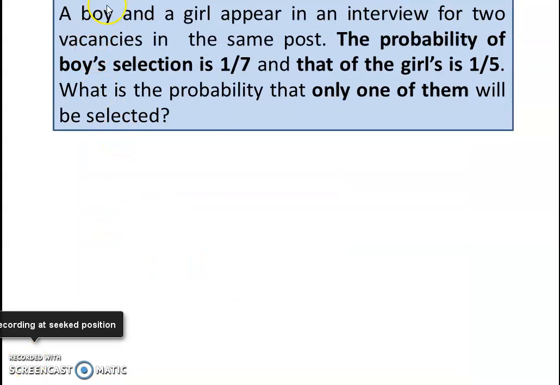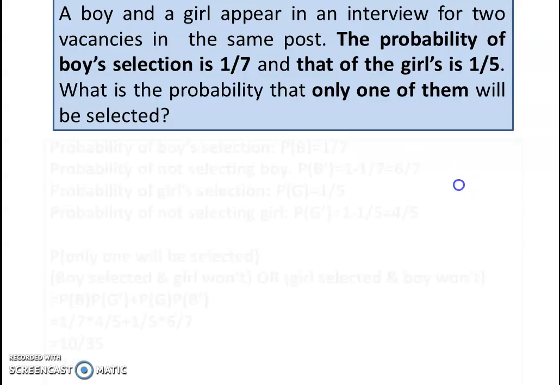Next question is, a boy and a girl appear in an interview for 2 vacancies in the same post. The probability of boy selection is 1 upon 7 and that of the girls is 1 upon 5. We need to find the probability that only one of them will be selected. So in this case, either boy can be selected or girl can be selected, but both of them cannot be selected because condition is only one of them will be selected, right?